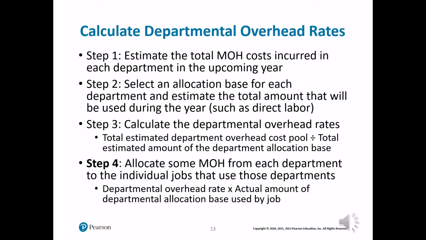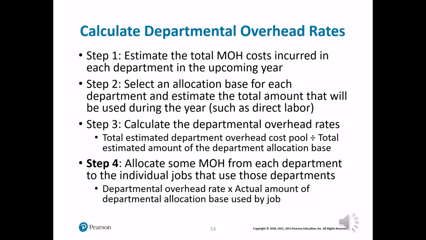This slide helps us understand the steps that are involved in calculating the overhead rates for departments. I want you to be able to understand these more than memorize them. Let's go ahead and look at them. Step 1, you need to estimate the total manufacturing overhead costs incurred in each department in the upcoming year. Remember that each of our estimates helps us to set up the allocation that we're going to use. So we base our allocation on estimates, starting with our total estimate for manufacturer's overhead for the entire year.